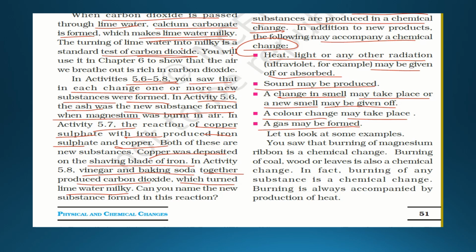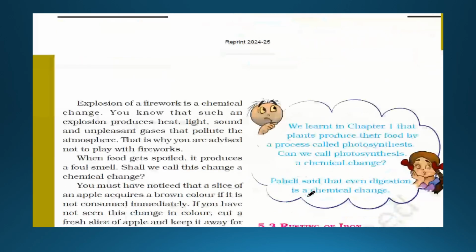Sound may be produced. So let us give some examples. Burning of magnesium ribbon is a chemical change. Burning of coal, wood, leaves is a chemical change. So all these substances burning, they produce heat, right? So they are all chemical changes.